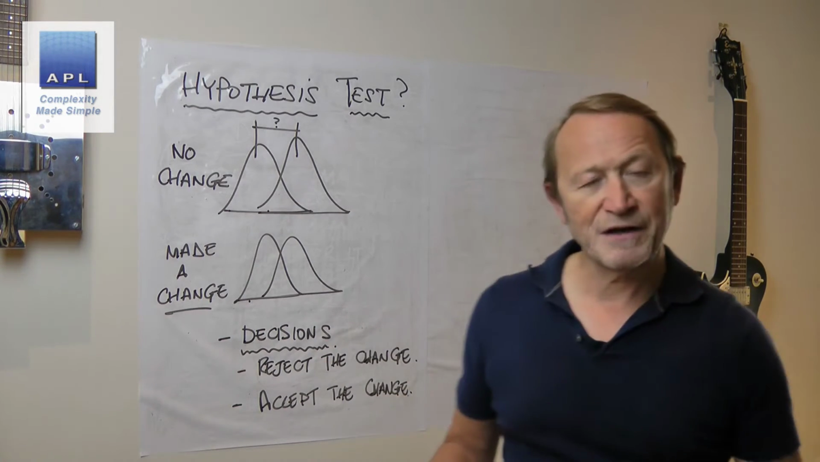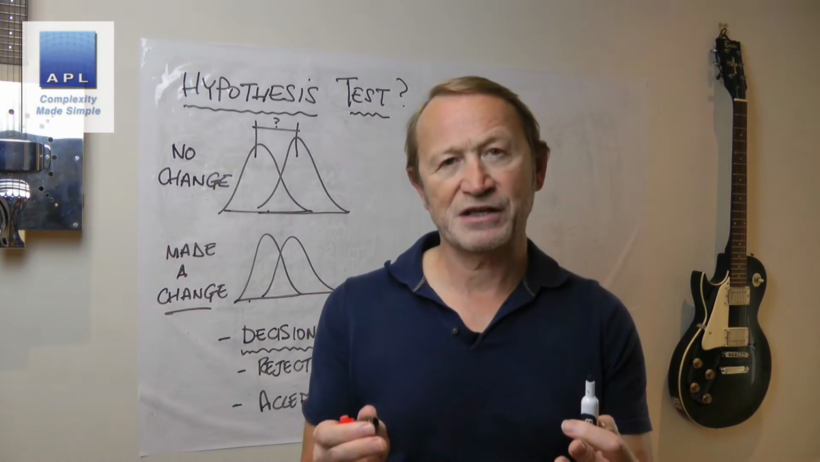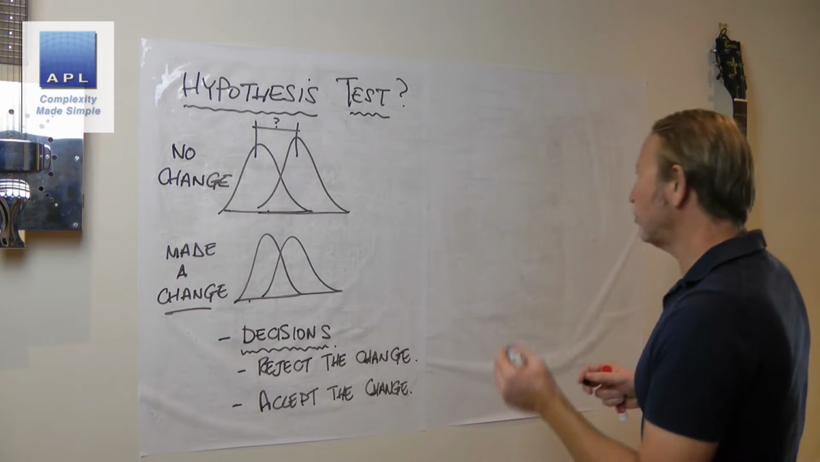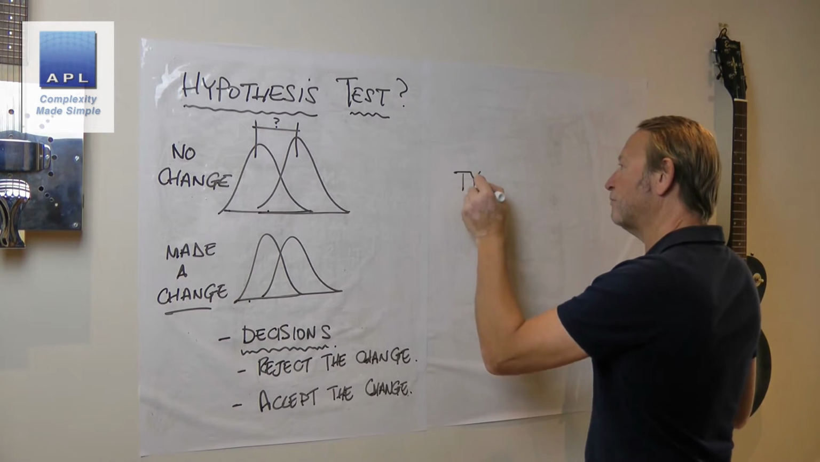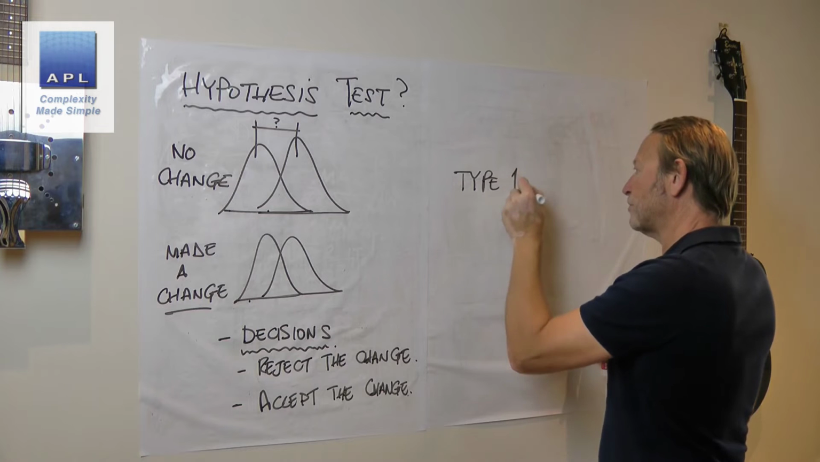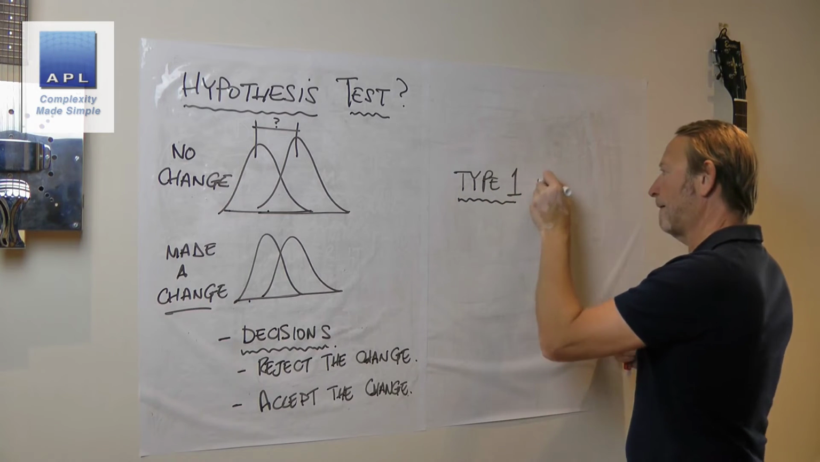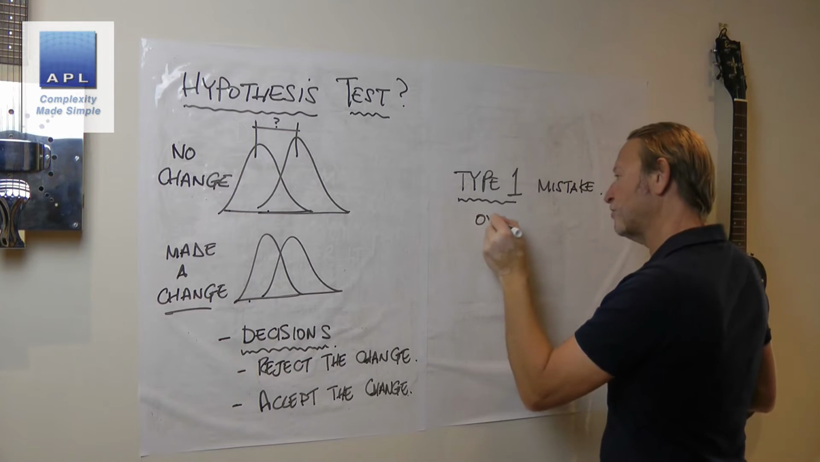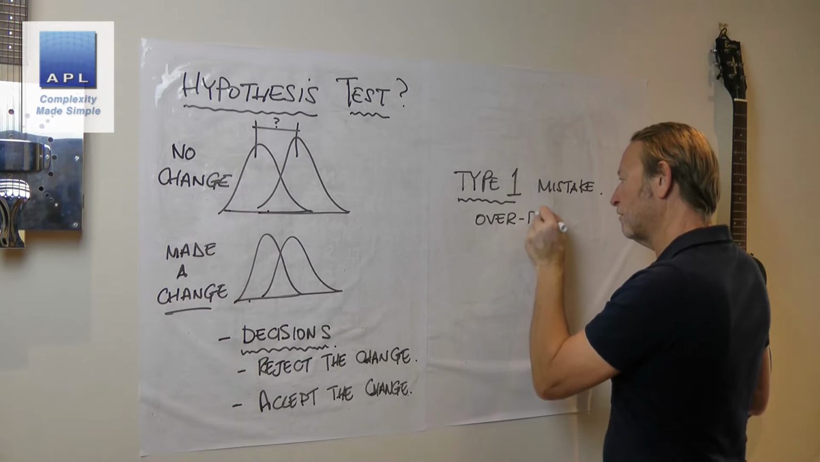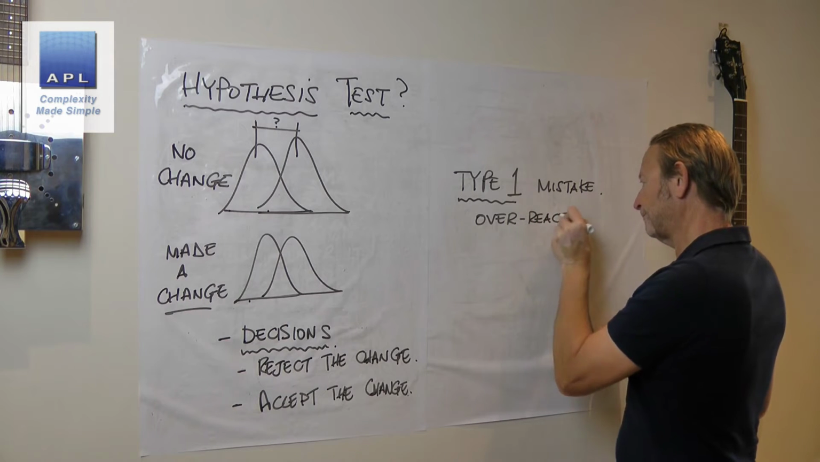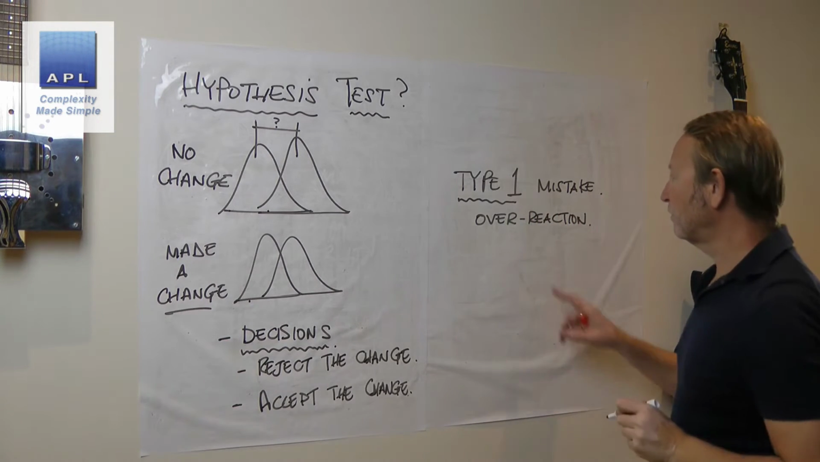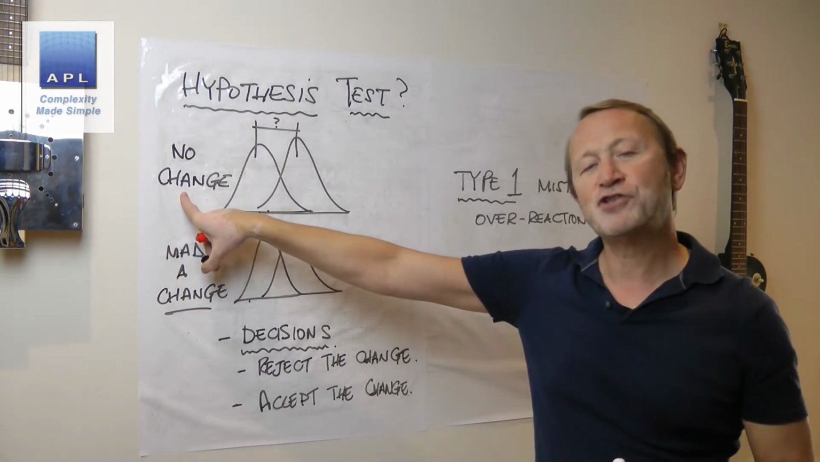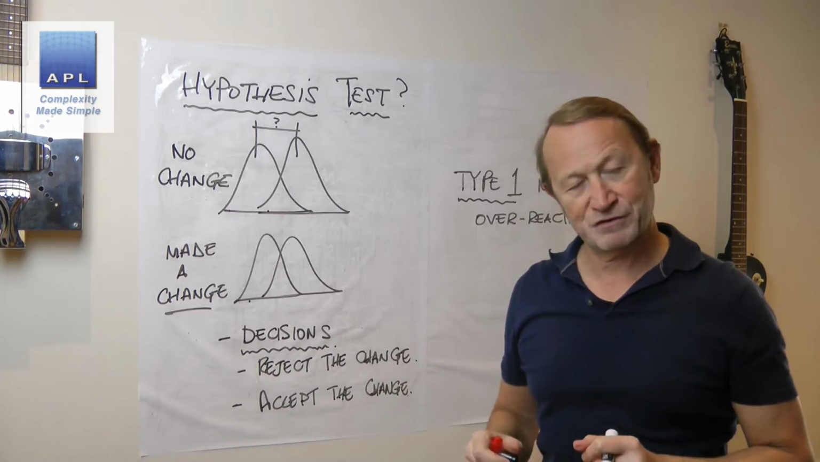And of course, when you're making those decisions, the hypothesis test can make two types of mistake. And this is where the type 1 and the type 2 come from. The type 1 mistake is known as an overreaction. And the overreaction is you conclude that you have changed the process when you haven't.